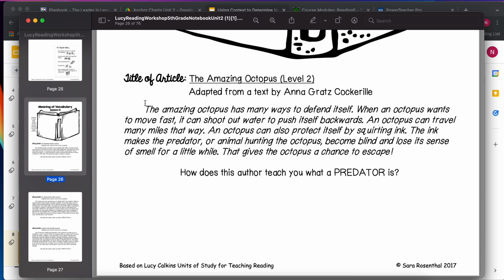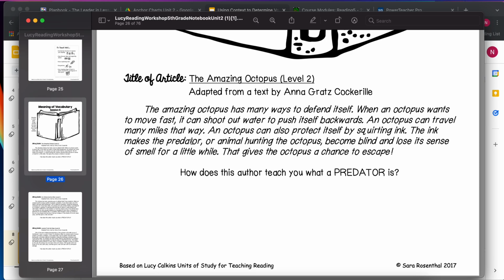The amazing octopus has many ways to defend itself. When an octopus wants to move fast, it can shoot water to push itself backwards. An octopus can travel many miles that way. An octopus can also protect itself by squirting ink. The ink makes the predator, or animal hunting the octopus, become blind and lose its sense of smell for a while. This gives the octopus a chance to escape.